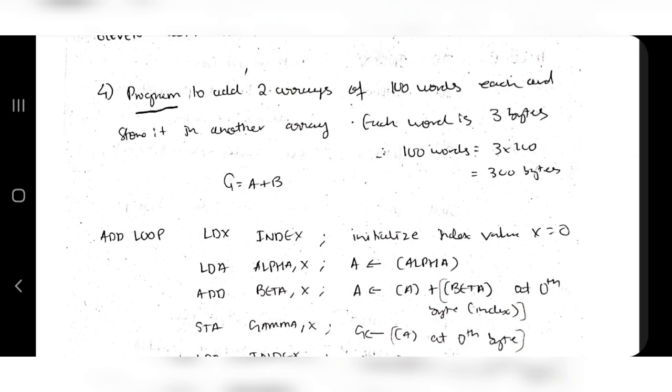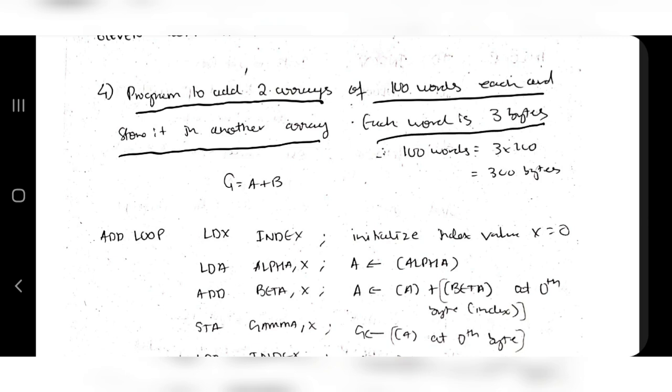Here we have a program to add 2 arrays of 100 words each and store the result in another array. Each word is 3 bytes. 100 words means 3 into 100, which is 300 bytes. So 100 words are there, each word is 3 bytes, so it will be 300 bytes.